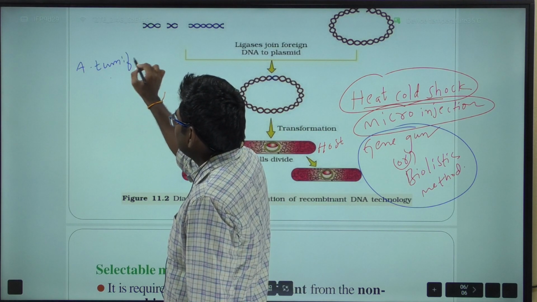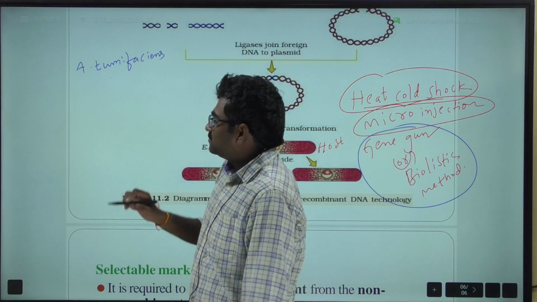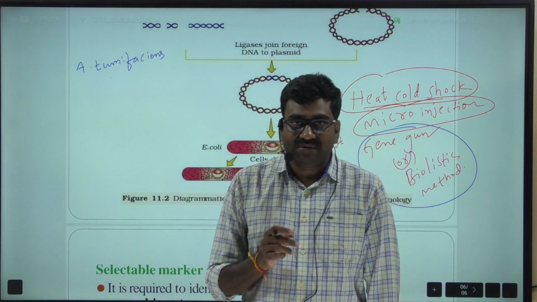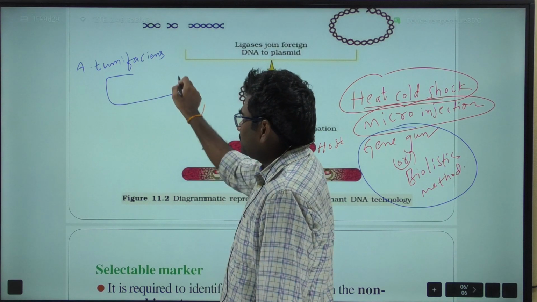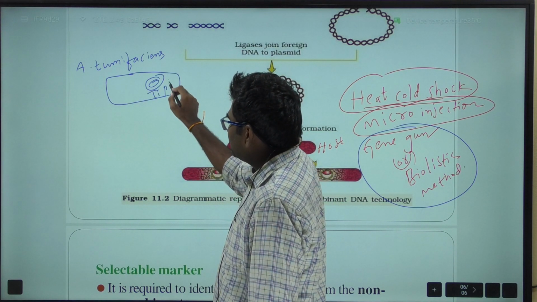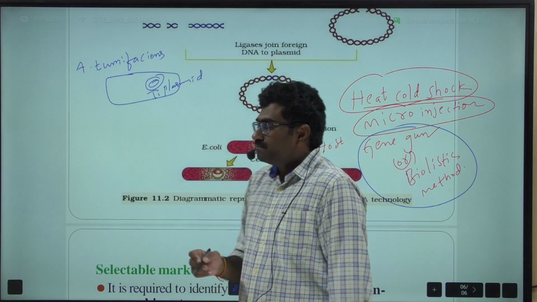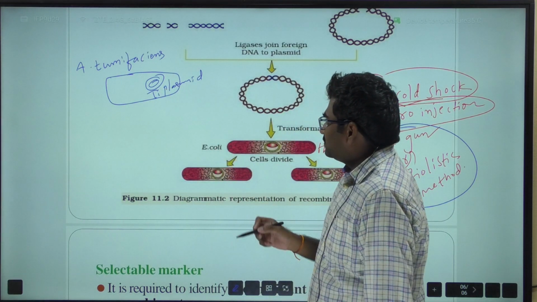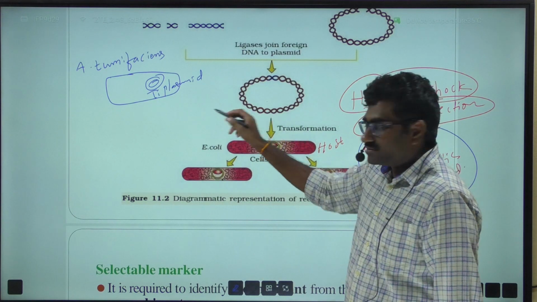Agrobacterium tumefaciens is a pathogen which can cause a disease in pear as well as apple. The disease name is crown gall disease, and this bacterium possesses a plasmid. The name of the plasmid is Ti plasmid, tumor inducing plasmid.